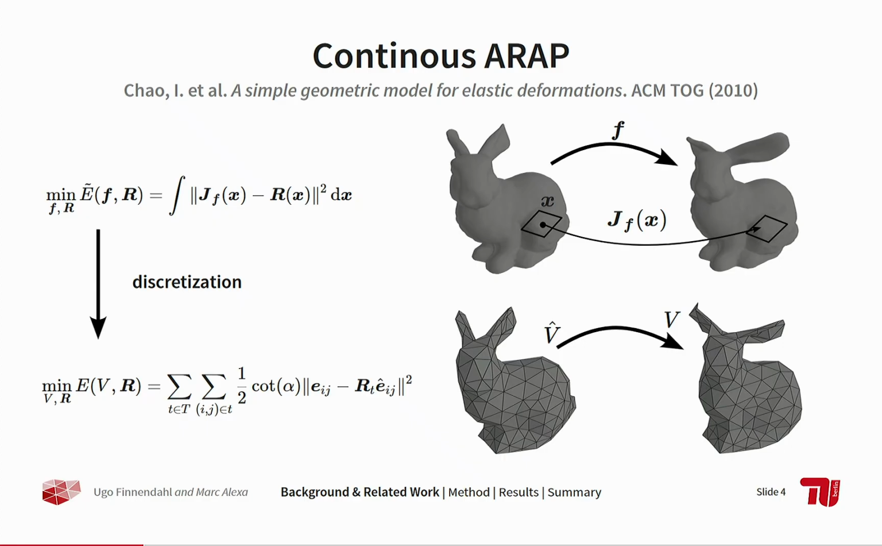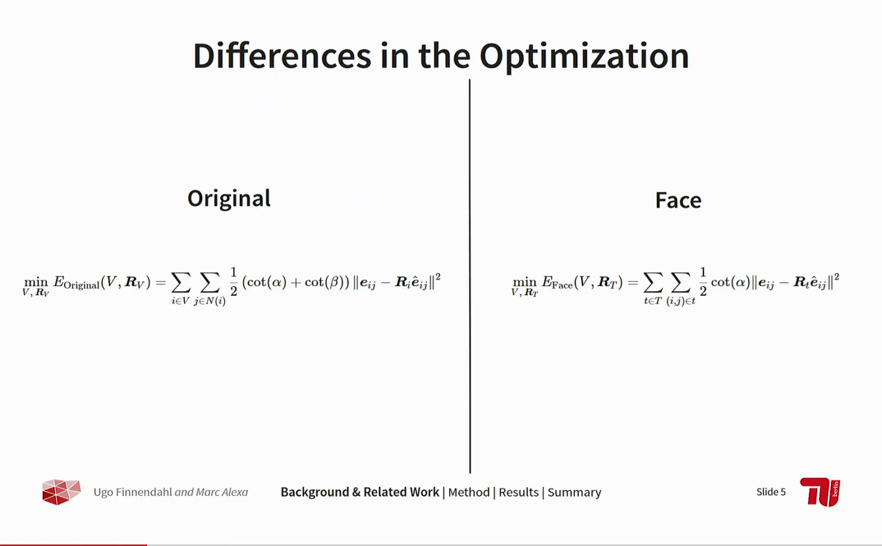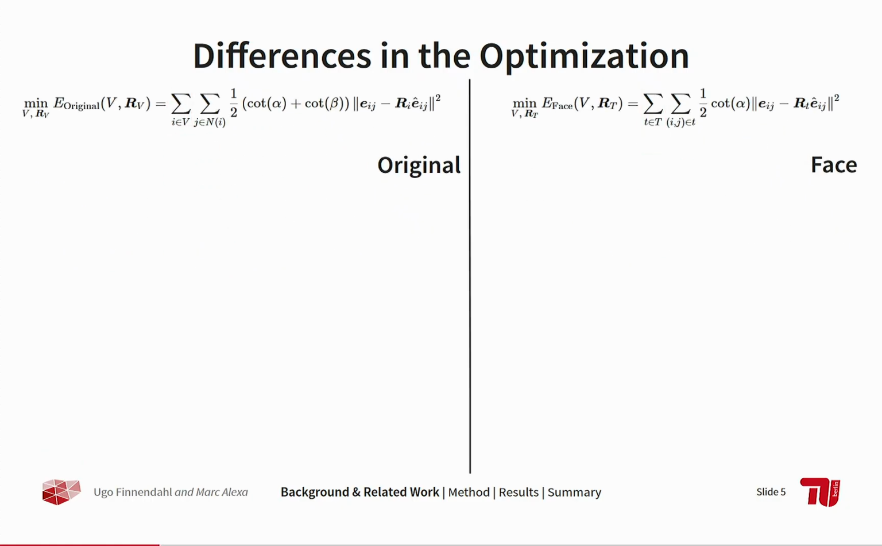Looking at it, we see that we have again two sums, a cotangent weighting, and again some norm of edge differences where one edge is rotated. But the devil is in the detail. If we compare the energies, we see that the summation is not over vertices, but triangles. So basically, we do everything per face, hence the name face ARAP. This makes the optimization process slightly different.